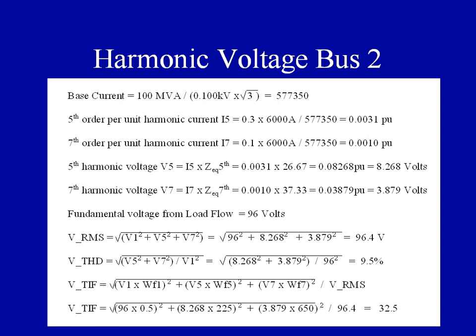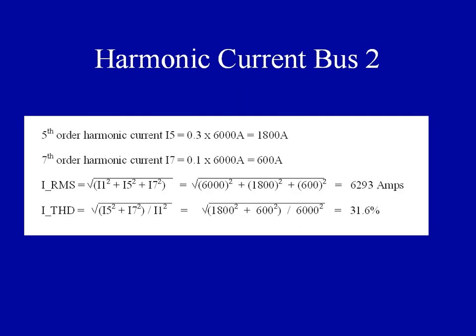The fifth order harmonic voltage is the per unit current at the fifth times the equivalent impedance at the fifth, and the seventh order harmonic voltage is the per unit current at the seventh times the equivalent impedance at the seventh. Using 96 volts as the fundamental voltage from the load flow, we can calculate the RMS voltage and voltage distortion. Similarly, the fifth harmonic current to bus 2 is 30% of the 6,000 amp fundamental current, or 1800 amps. The seventh harmonic current to bus 2 is 10% of the fundamental current, or 600 amps.